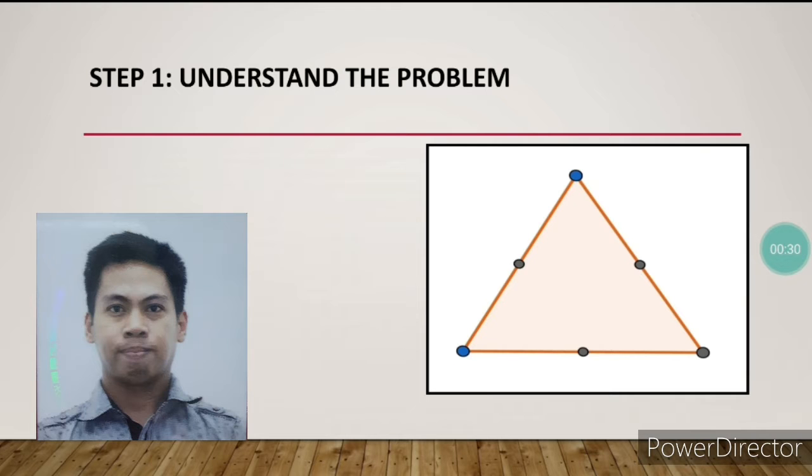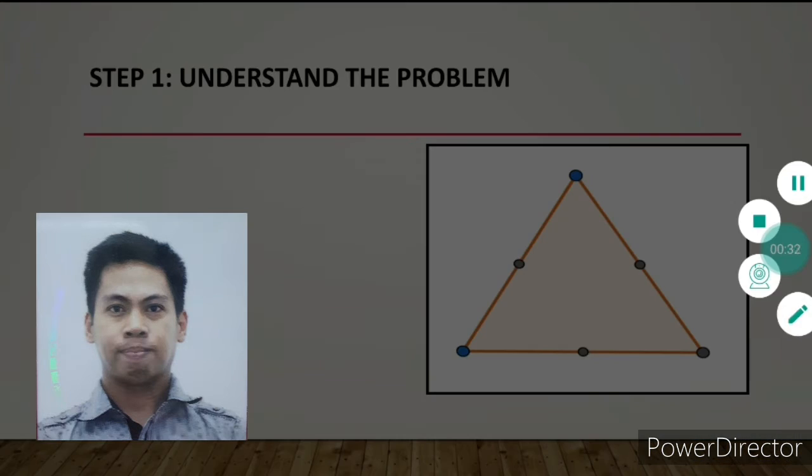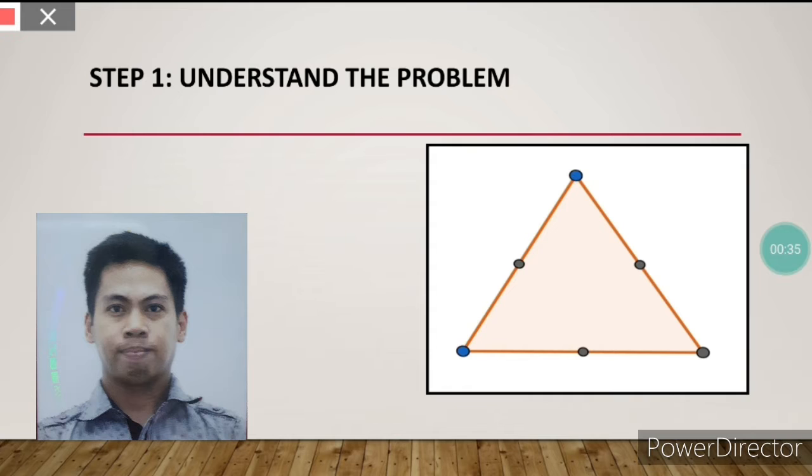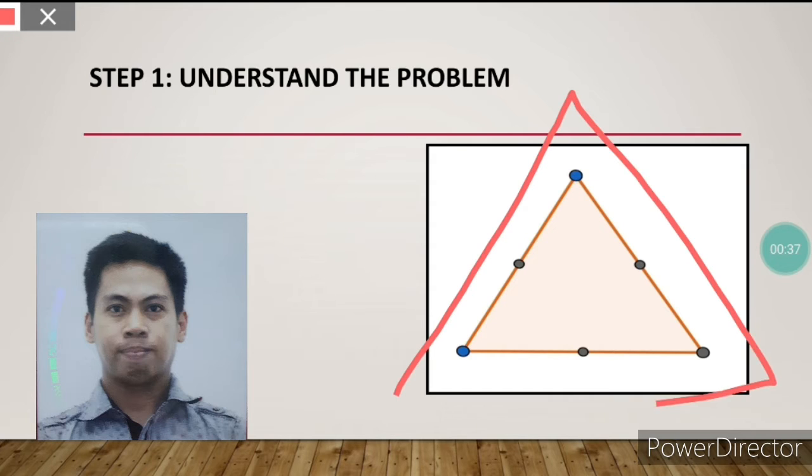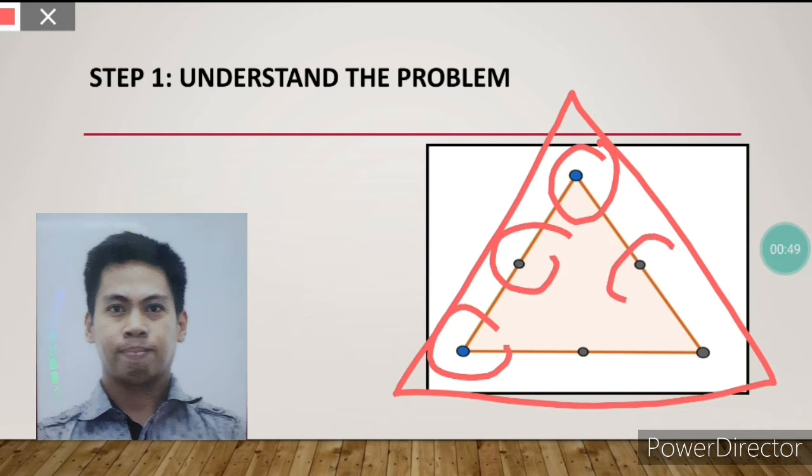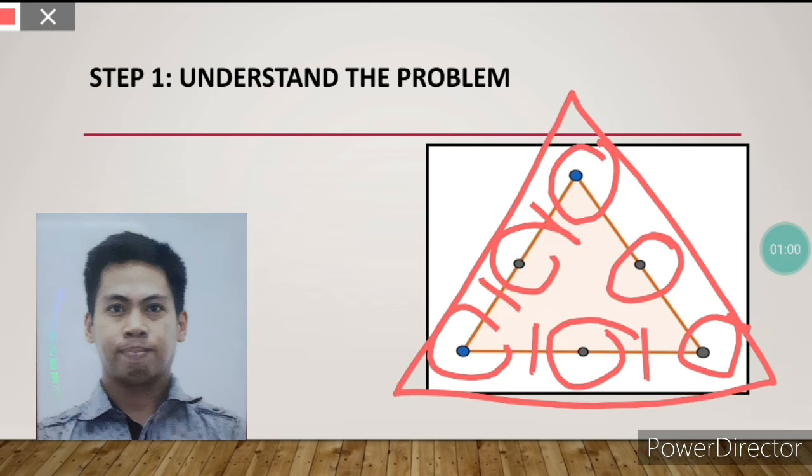Step 1 is to understand the problem. It shows here an equilateral triangle, where an arrangement of dots forms the perimeter of the triangle, shown in this figure, wherein the dots are placed on the perimeter of the equilateral triangle, meaning the distance of each segment is congruent as shown in the figure.